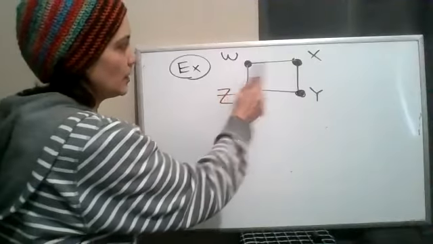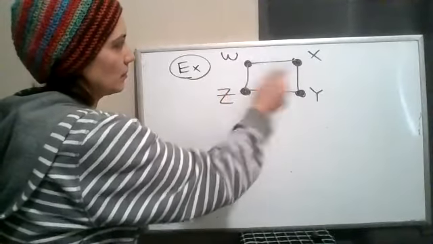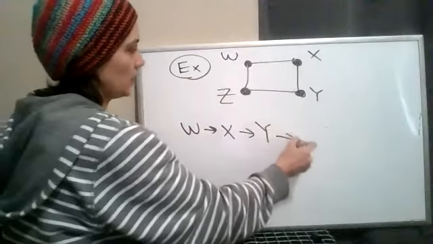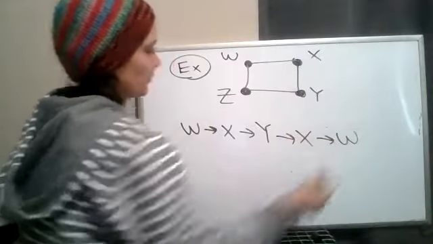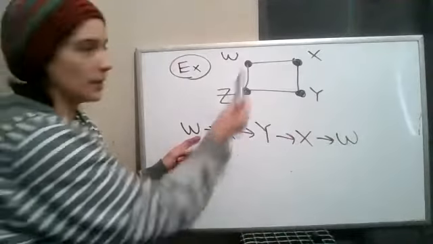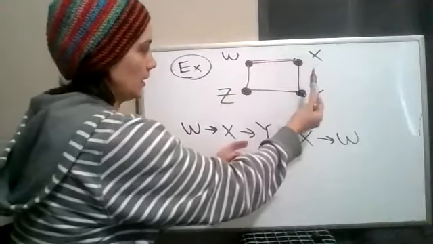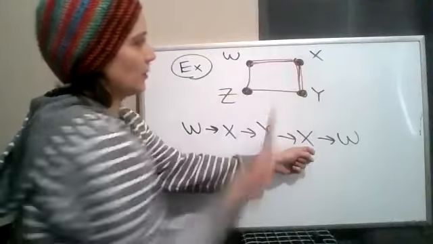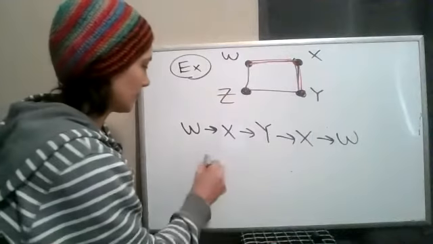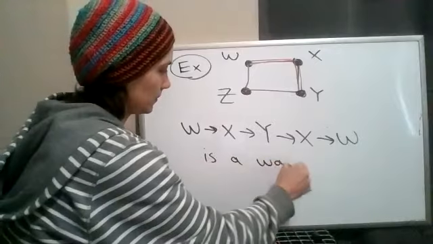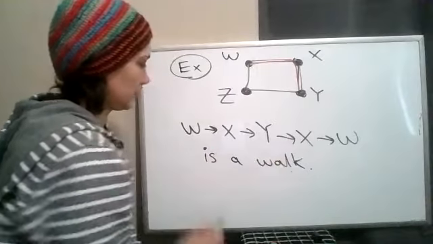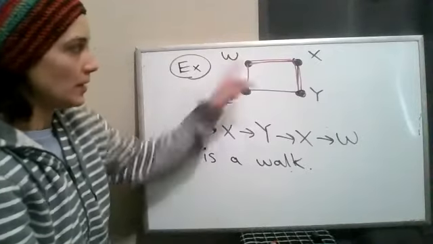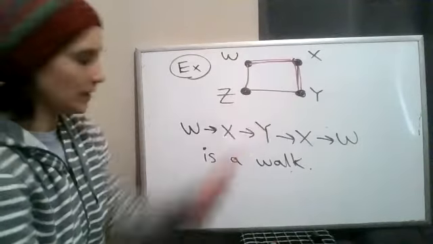Let's do W, X, Y, X, W. W goes over this way, down to Y, back up to X, and across over again to W. So W over to X, X down to Y. Y goes back to X, and then X goes over again to W. That's a walk. Okay, an easy one that's not a walk would be something like WY. They're not next to each other.